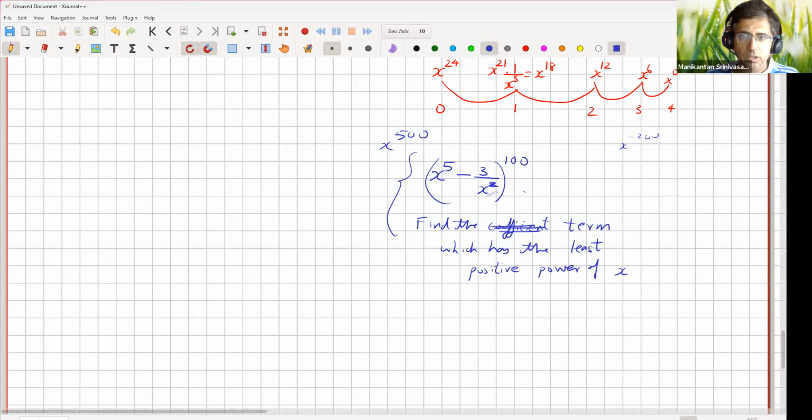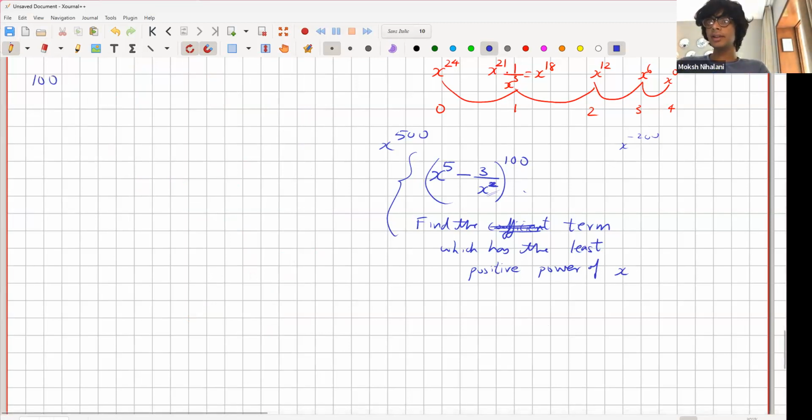Meanwhile, Moksh, can you have your hand raised? What is your answer? Can you call out? My answer is 100 choose 83 times -3 raised to 83 times x squared.